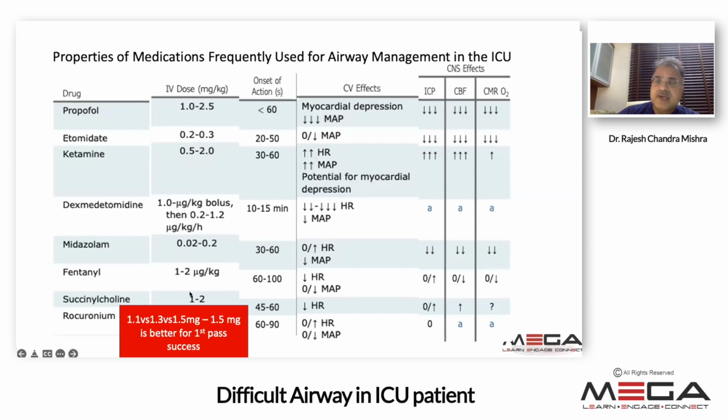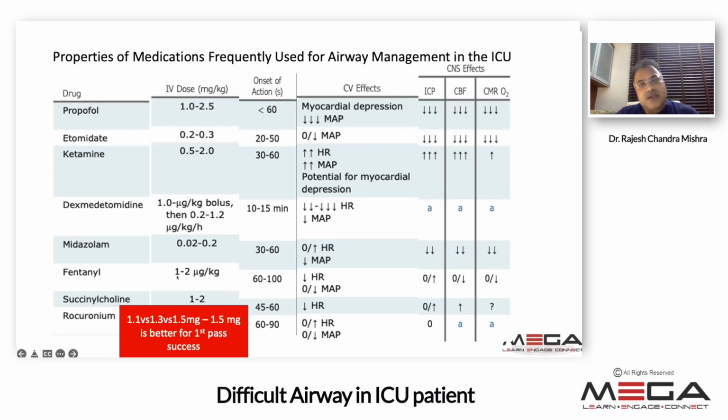But it is most important that nowadays rocuronium is replacing succinylcholine, because succinylcholine has a high risk of cardiac arrest in a patient who has hyperkalemia, where you don't know the status of the potassium. So just to avoid that, rocuronium is very safe. The only thing we have to remember is that the dose of rocuronium for induction and helping intubation is 1.5 milligram per kg to get a good result.